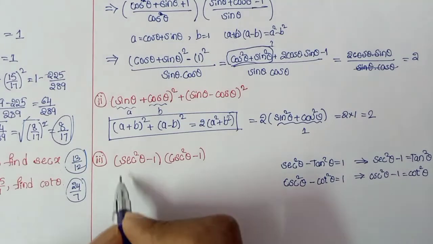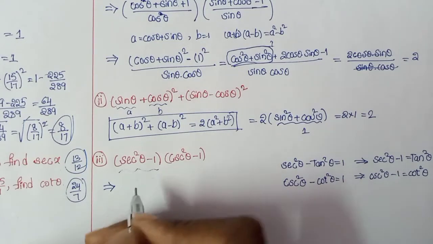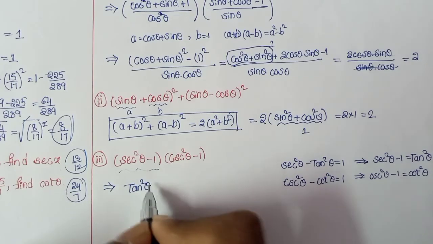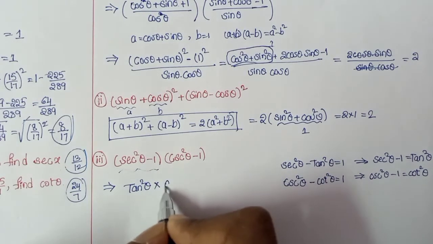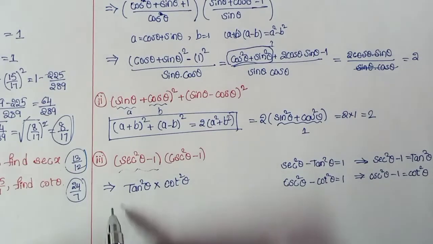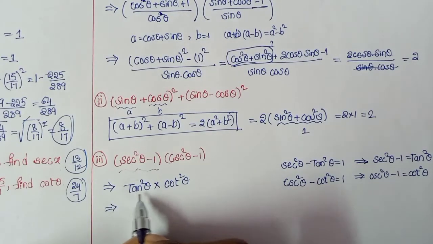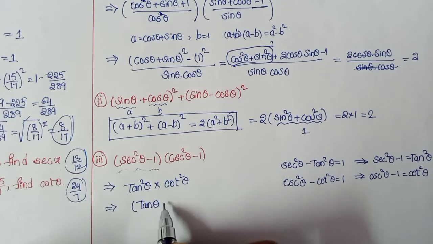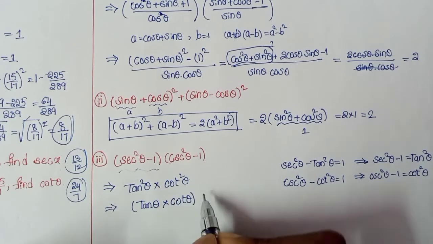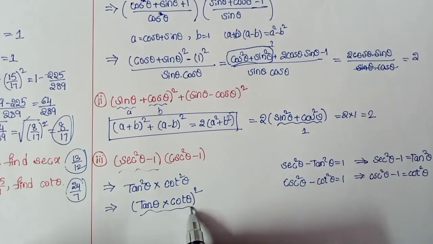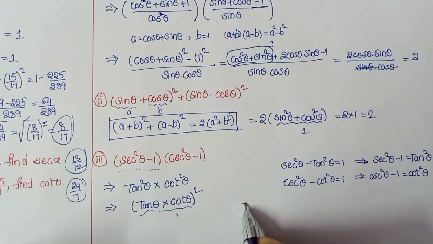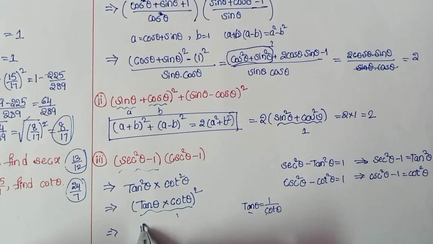So from this you can write tan square theta into cot square theta. Here tan theta into cot theta: if you remember, the multiplication of these two will give 1, because tan is the reciprocal of cot and cot is the reciprocal of tan. That means tan theta is equal to 1 by cot theta. I already said this. So tan theta into cot theta you will get 1, which is equal to 1 square, which is equal to 1. The answer is 1. Let us see another problem.